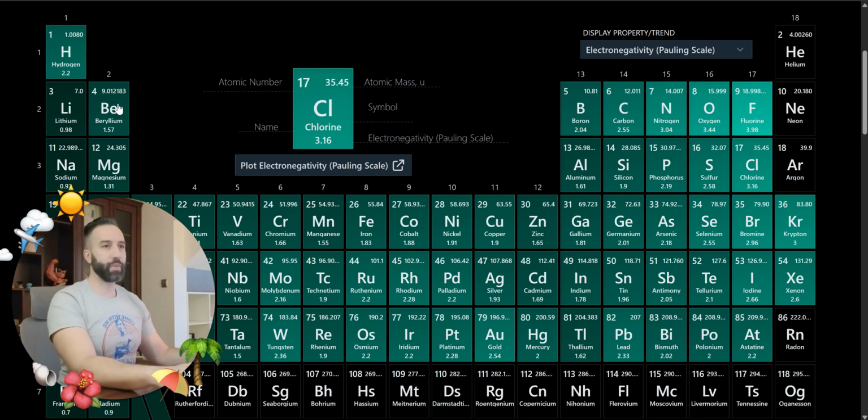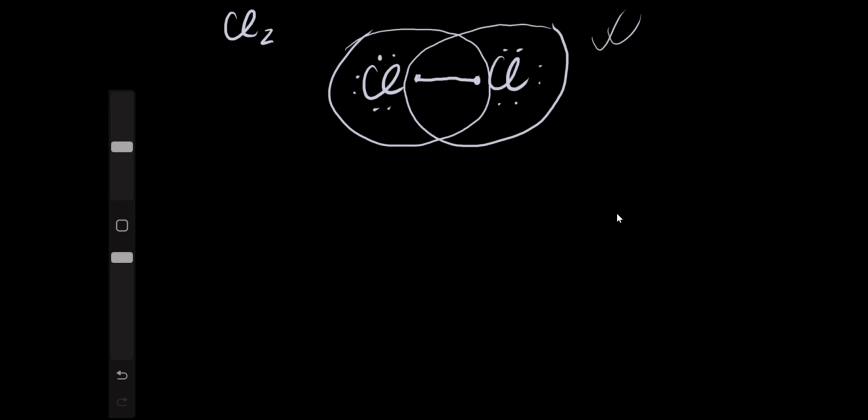So group 7, period 3. So that means that on this side you've got 3s, which is full, right? And you got 3p, which has got 5 electrons, right?